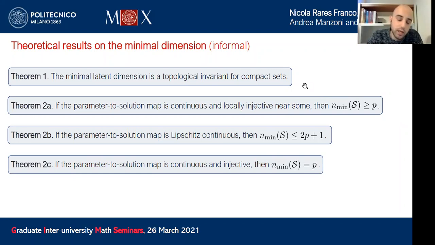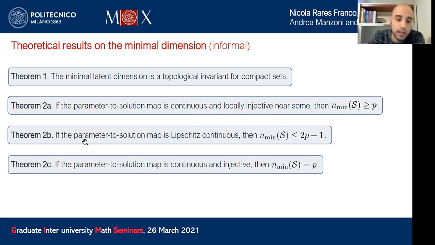The first one is very easy to prove. You just have to be careful because you need some control on the errors, and you have to use some extension theorems, but it works out. The second one gives you a bound: it tells you that in basic conditions, the minimal dimension is going to be at least p, which is not surprising. The problem depends on p parameters, so I don't think I can represent each solution with fewer than p parameters, p numbers.